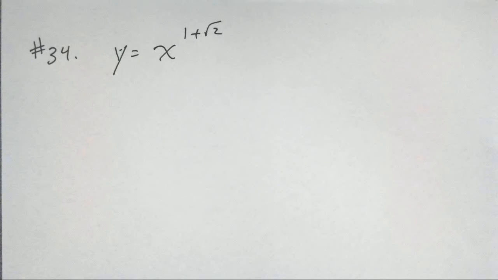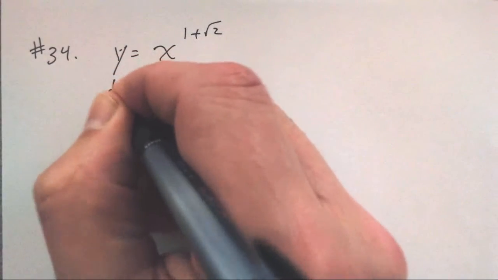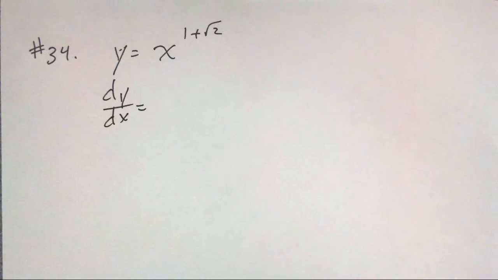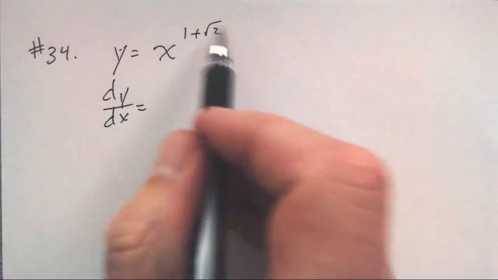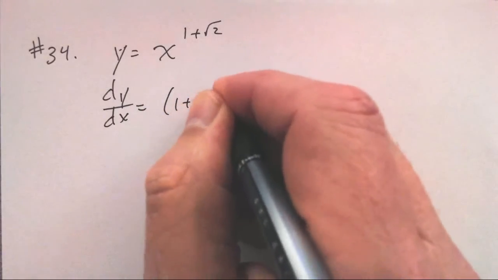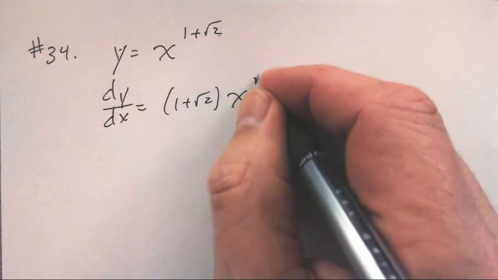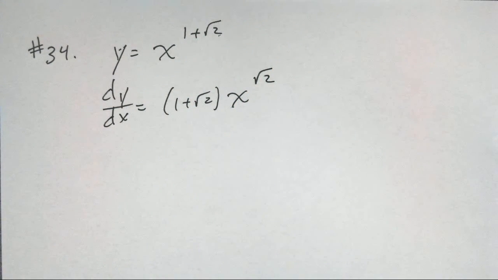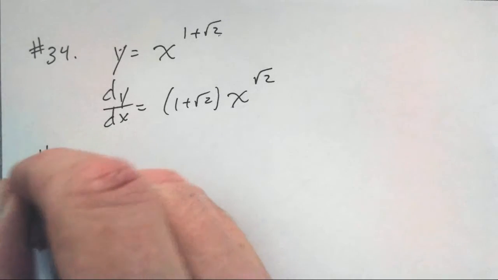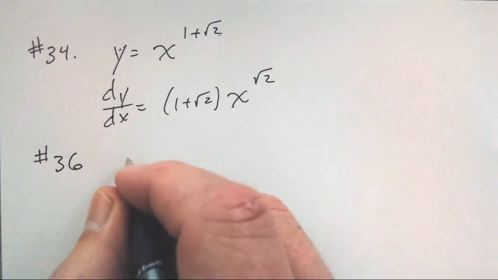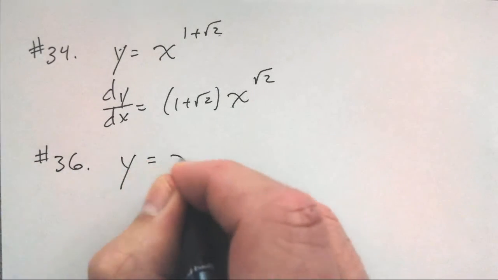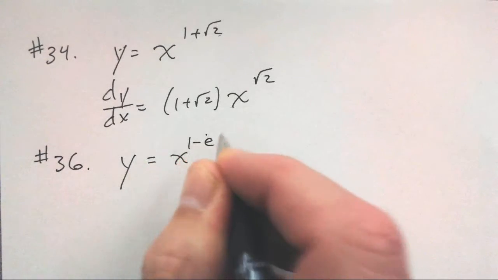But bottom line is 1 plus root 2 is just a number. So they're trying to throw us off here. If this was x to the 7th, dy dx, man, that is right in our wheelhouse. 7x to the 6th. What do I do? I take the exponent, 1 plus root 2, I put it down in front, I reduce the exponent by 1. 1 plus root 2 minus 1 is just root 2. Could it be that simple? It is that simple.